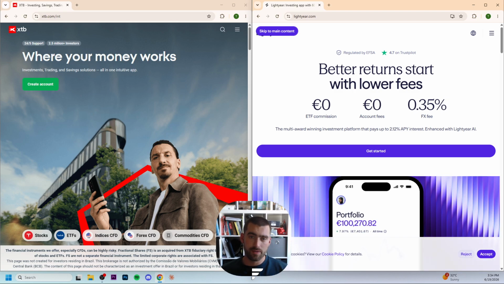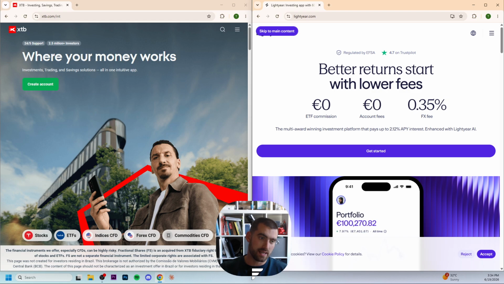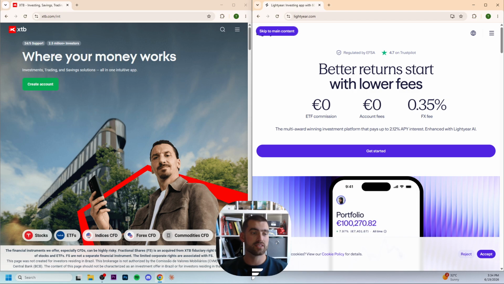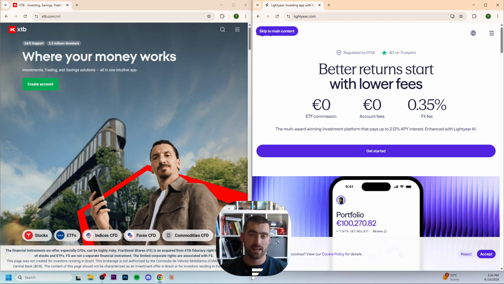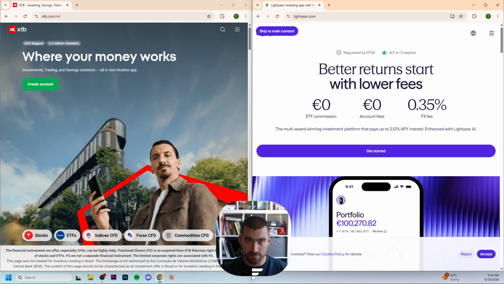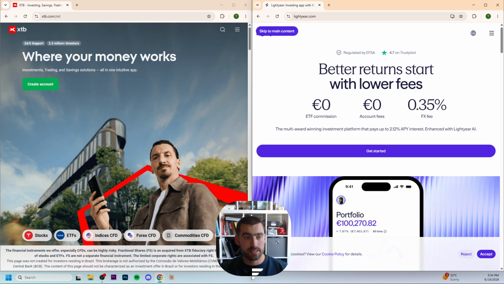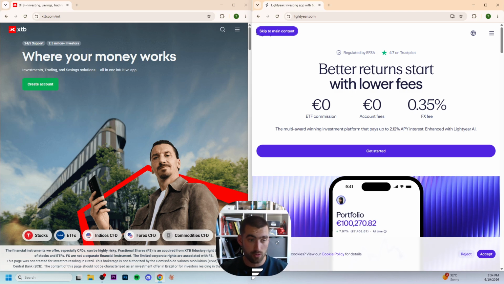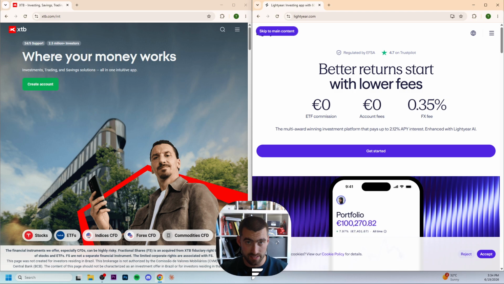So let's start right here with the main focus on XTB. The main focus of XTB is that XTB is a CFD and stock investing platform, and Lightyear is a low-cost global investing platform. XTB is the best for active traders and CFD users, and Lightyear is the best for long-term investors and ETF investors.